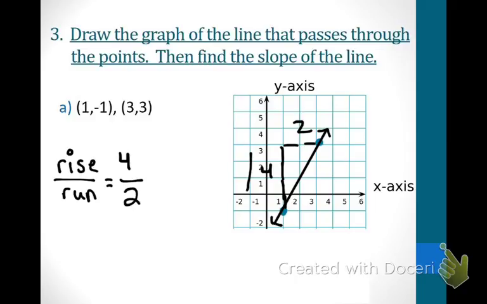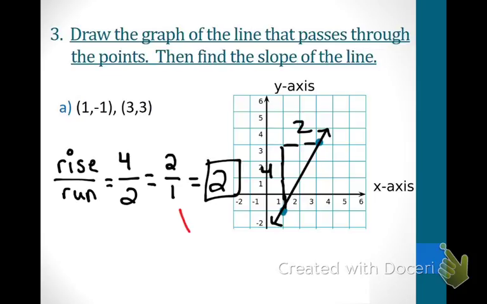When you go up, is that positive or negative? Positive. When you go right, is that positive or negative? Positive. So we are getting a positive answer here. But can that be reduced at all? Yes. What is 4 divided by 2? 2. Okay, it's 2 over 1, which equals 2. So the slope is 2.